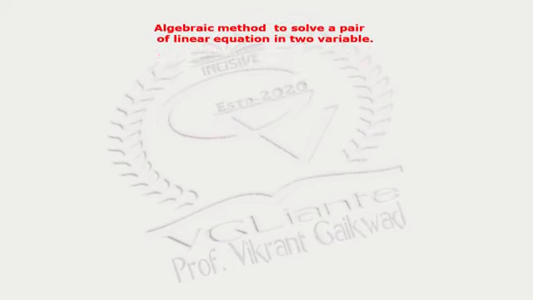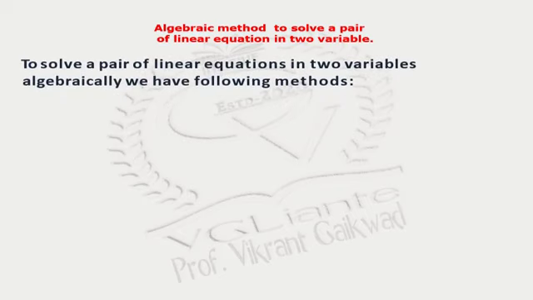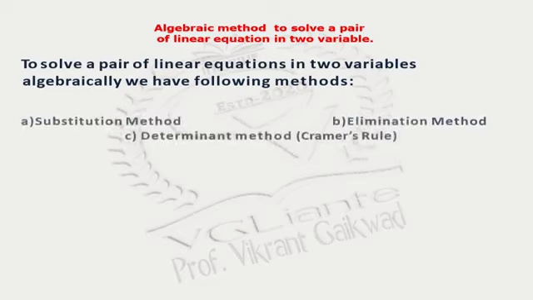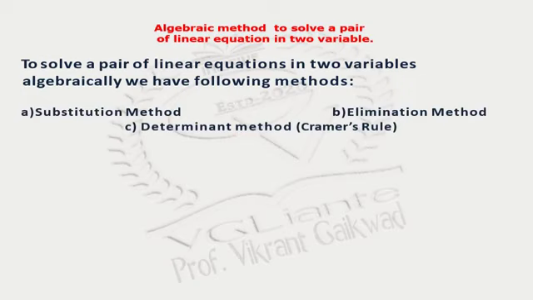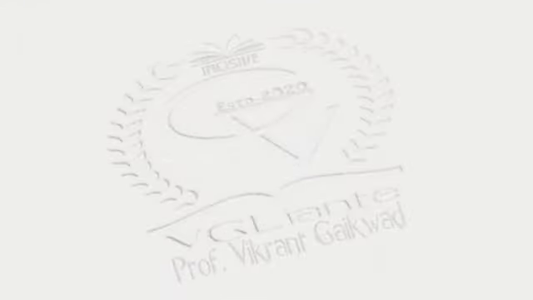Algebraic method to solve a pair of linear equations in two variables. To solve a pair of linear equations in two variables algebraically, we have the following methods. Substitution method, elimination method, determinant method, which is also called the Cramer's rule. Substitution method.